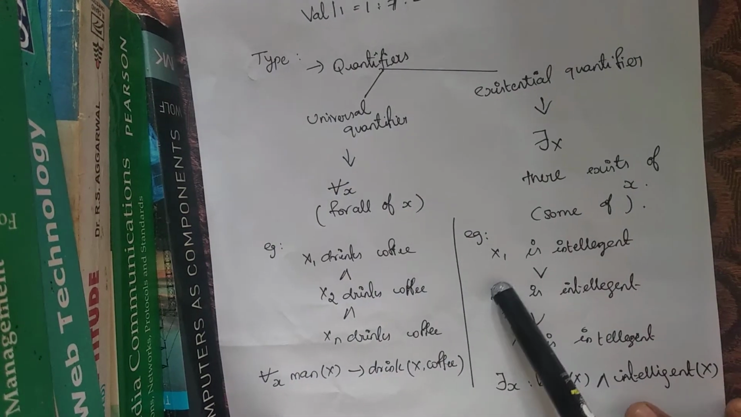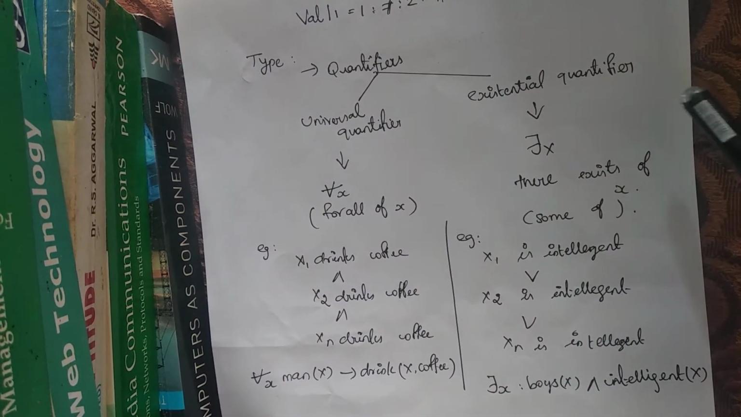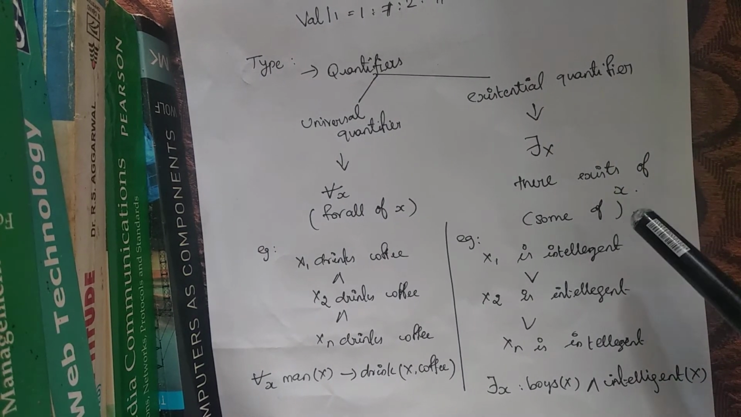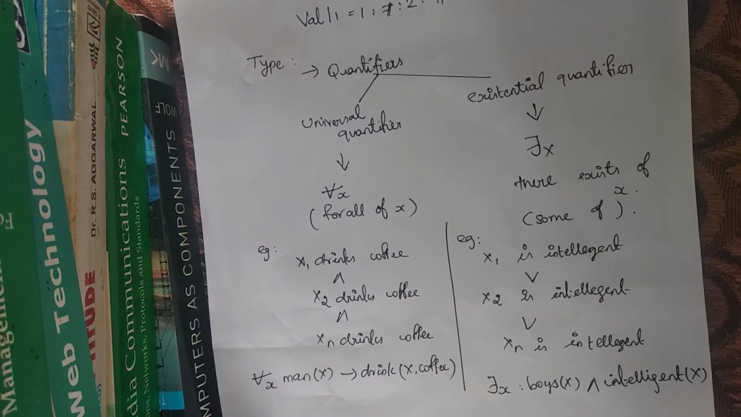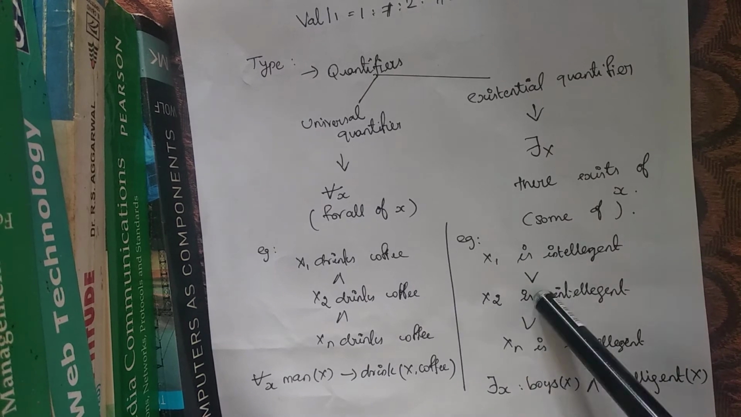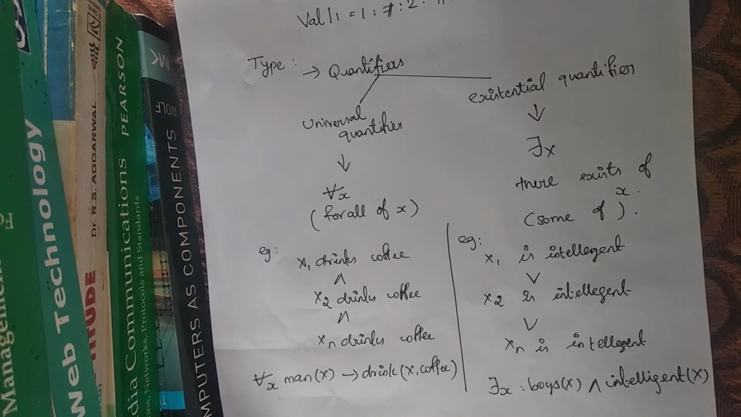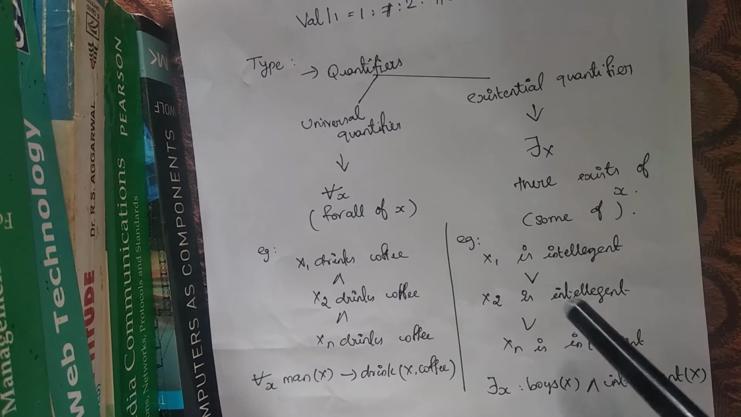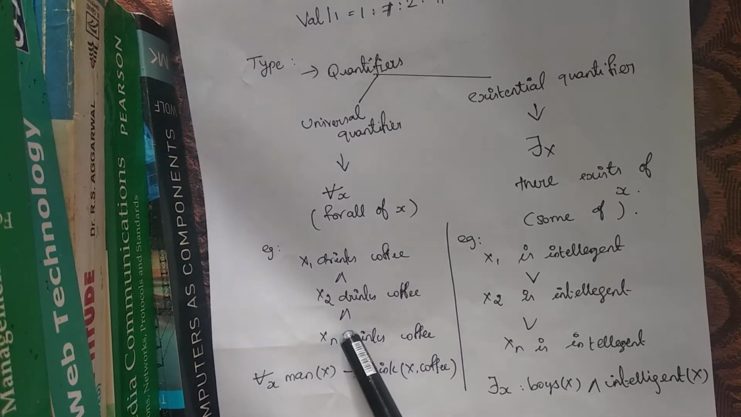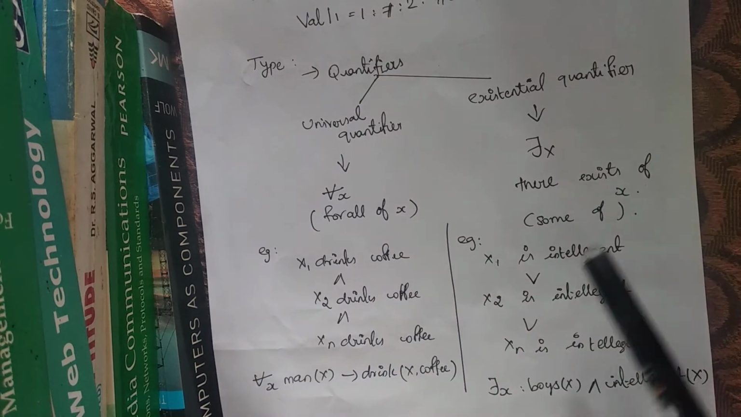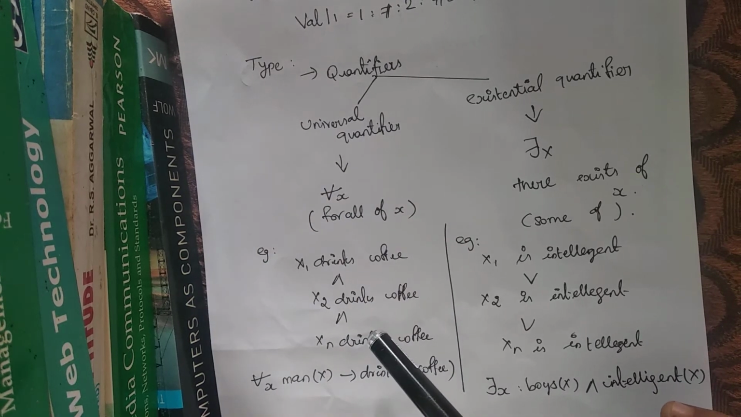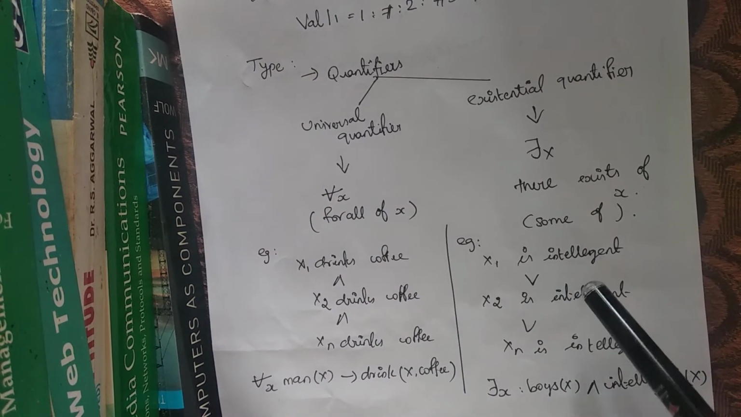So let us come to this side, the existential quantifier. That is, we need to use the there exists condition here. For example, some of the boys are intelligent. We cannot say all the boys are intelligent. So x1 may be intelligent, or x2 may be intelligent. If we notice here, the logical connective we use is conjunction for the universal quantifier and disjunction for the existential quantifier. Conjunction is the AND condition and disjunction is the OR condition.